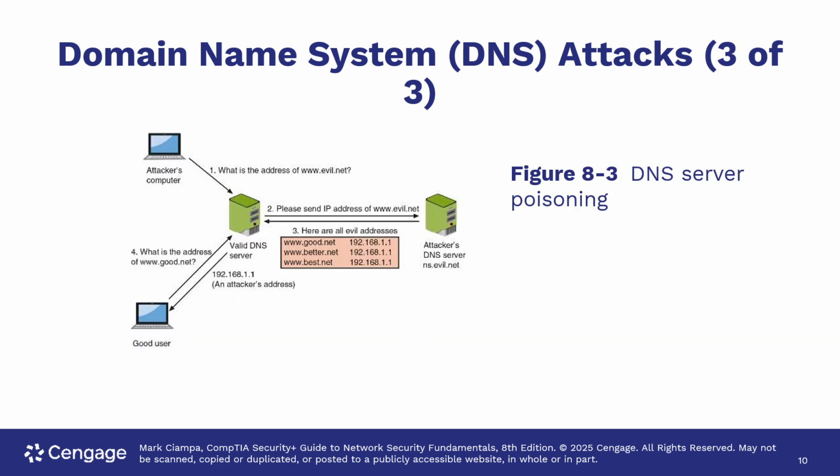So here's an example. The attacker says, what is the address of www.evil.net? And the valid DNS server says, please send the IP address of www.evil.net. And it says, here are all the evil addresses. Okay, then you have a good user that says, I want to know the address of www.good.net, and you can see what it does is it pulls from that valid DNS server the attacker's address.